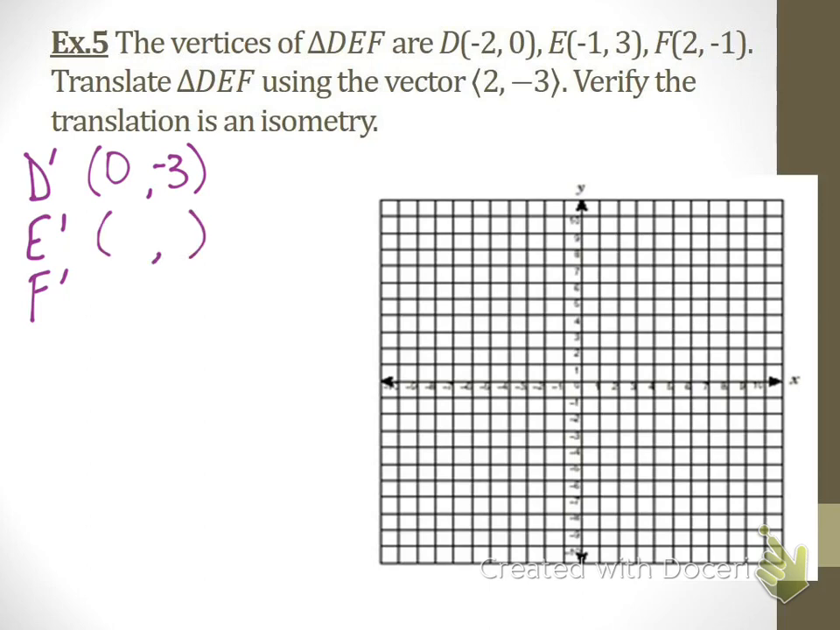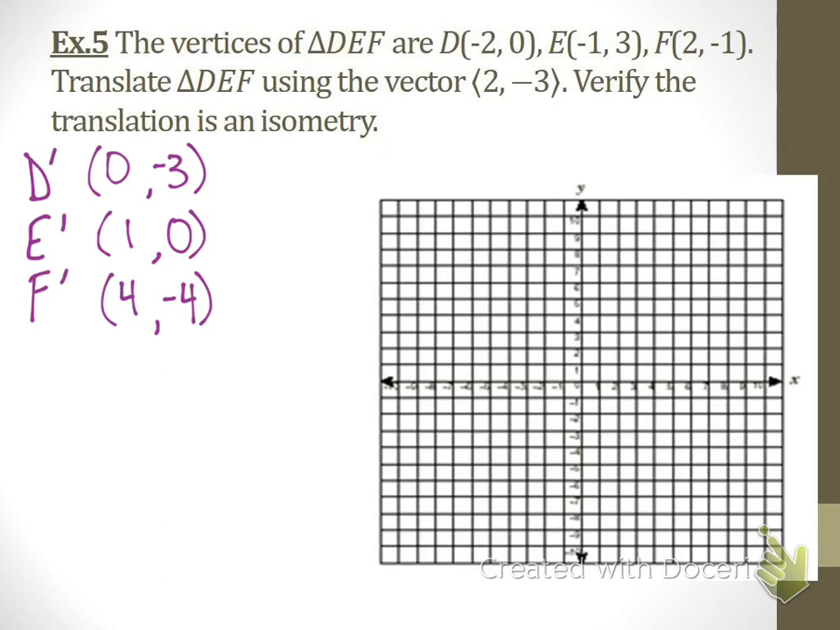What about E prime? 1, 0. And F prime? 4, negative 4. Are we all okay with getting our new vertices? Yeah. Okay.